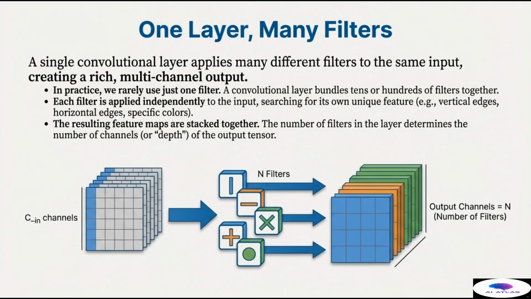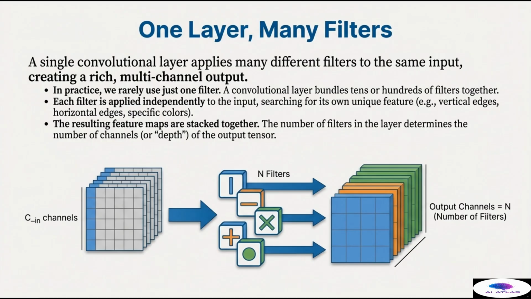So far, we've focused on one filter detecting one feature. However, the real power of a single convolutional layer lies in its ability to apply many different filters simultaneously, creating a rich, multi-channel output. In practice, a convolutional layer is not just one filter. It bundles tens or even hundreds of filters together. Each of these filters is trained to look for something unique. One might look for vertical edges, another for 45-degree angles, and yet another for a specific color patch. Critically, every filter operates independently on the C_in channels of the input tensor.